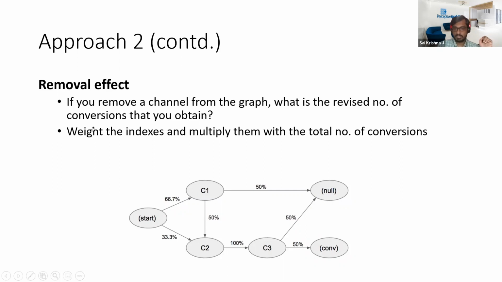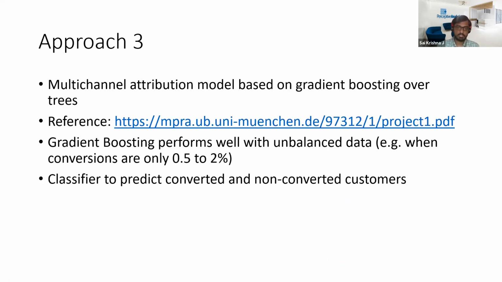And then there are certain indexes that they assign to each channel, and then they apply some weightage on these indexes. They multiply them with total number of conversions and so on to accurately estimate how effectively each advertising channel contributes to the conversions. So this is what the second approach is all about. Before I move to the third approach, any questions here on this one? Okay, let me go to the next approach.